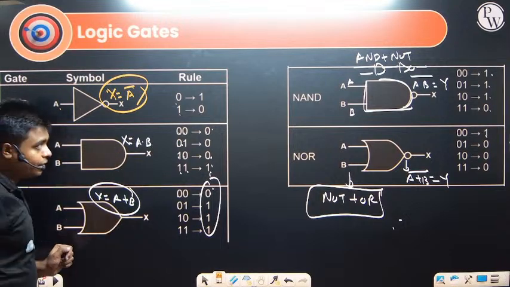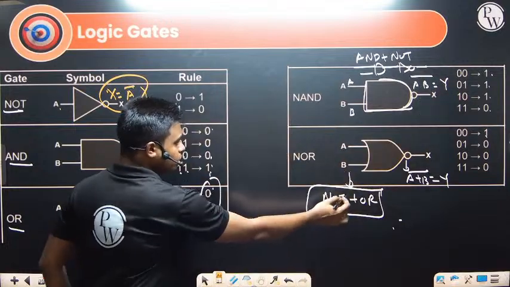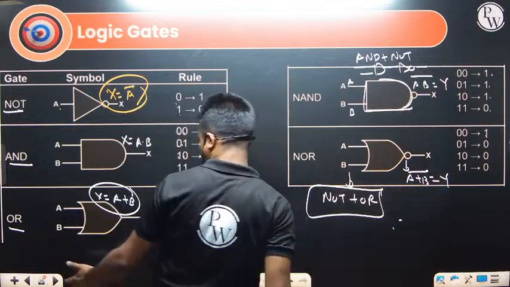So in these circuits: A bar is the NOT gate, A dot B is the AND gate, A plus B is the OR gate, NAND is (A dot B) whole bar, and NOR is (A plus B) whole bar, right?